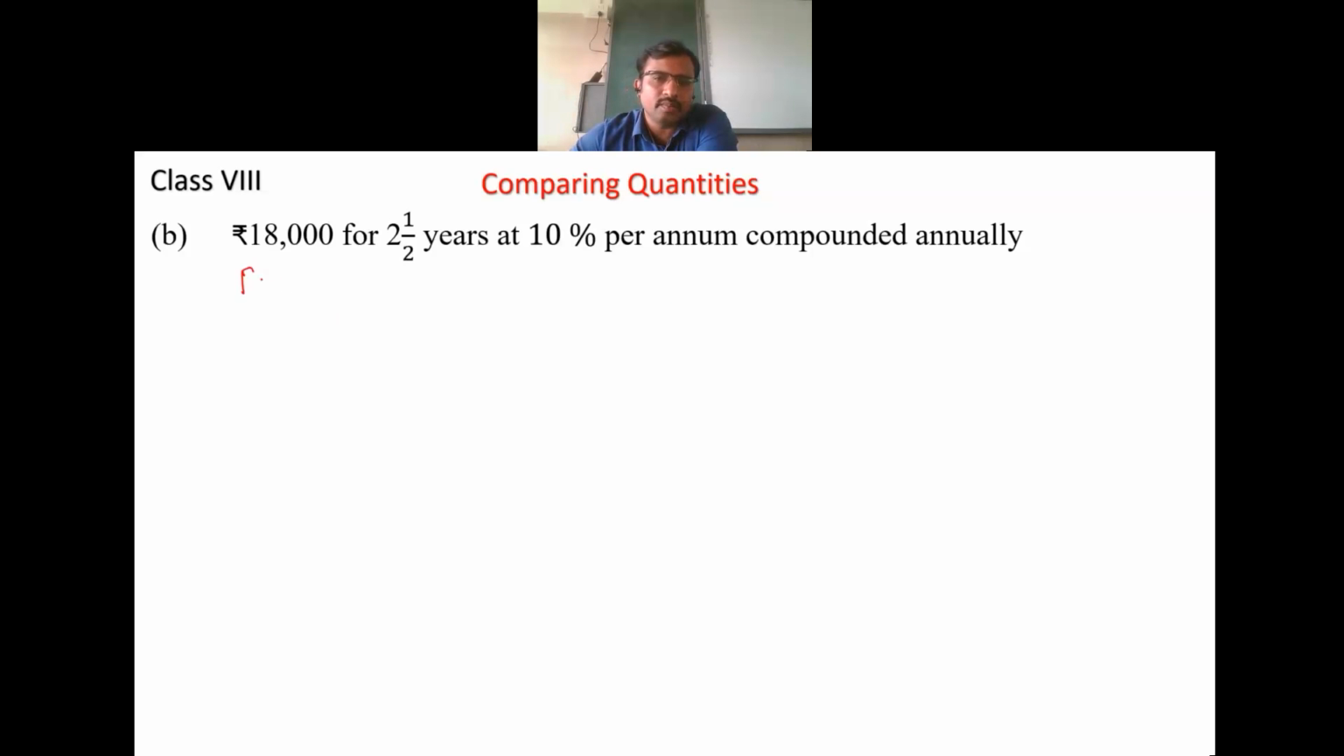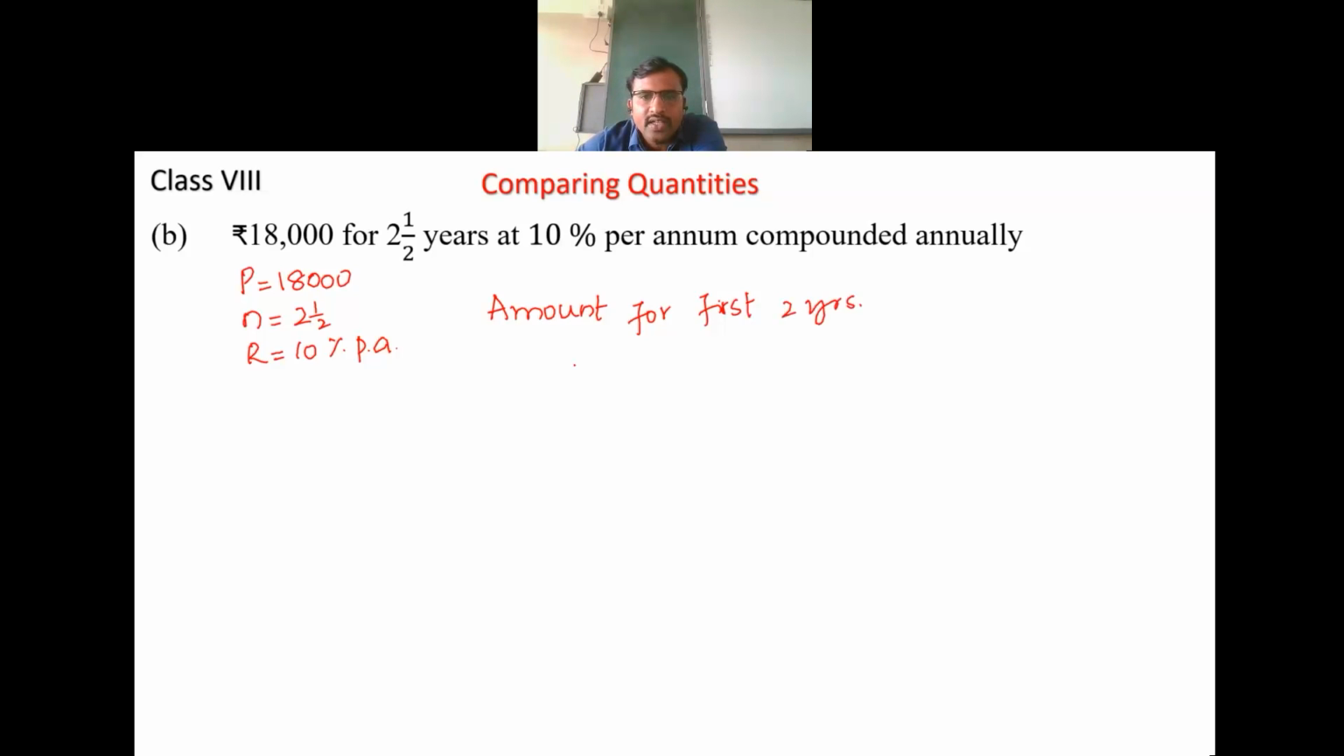Here, the principal amount is given as 18,000 and the number of years is given as 2.5 years and rate of interest is given as 10% per annum. Per annum is usually written as PA. So what we do is for the first 2 years we shall calculate the amount. Amount for first 2 years. How do we calculate? We can use the formula for this also. For half year you cannot use the formula, so only we will take it for first 2 years.